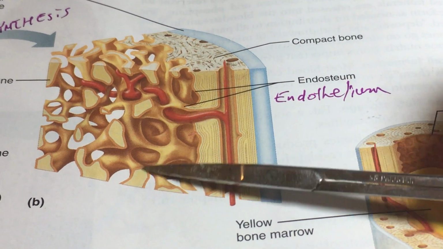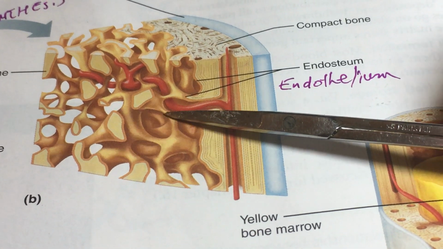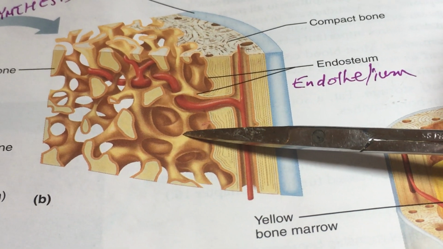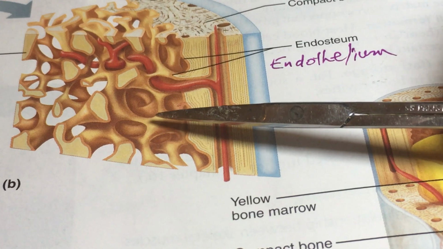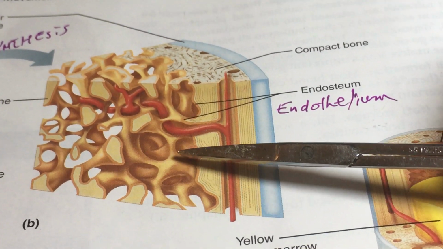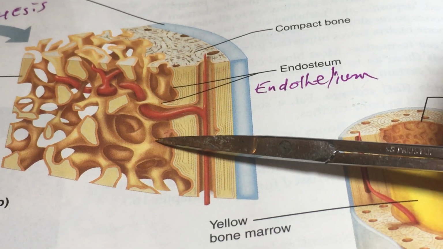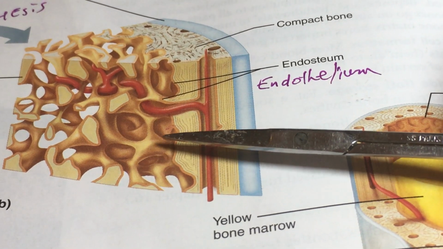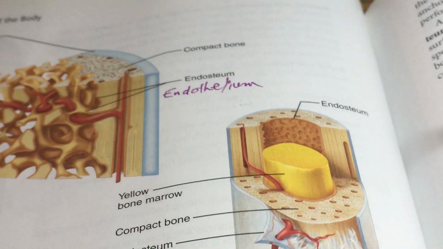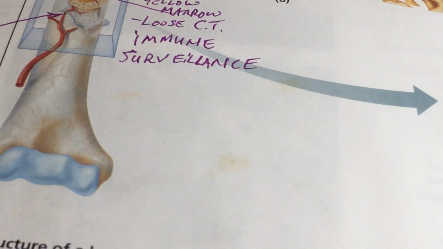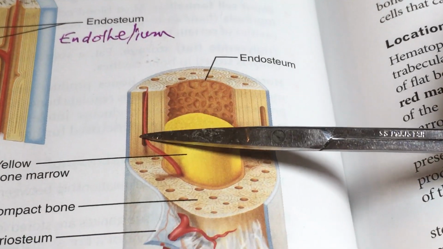Also, this is filled with, how shall I say, serum fluid, and it's lined with simple squamous epithelial tissue. Simple squamous epithelial tissue, but we actually refer to it as endothelium. Okay, we give it a special name, and it's where red blood cells and white blood cells and blood in general can be found.